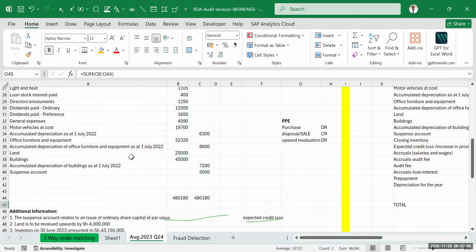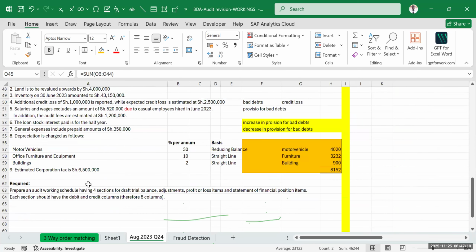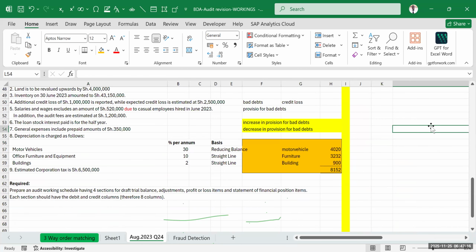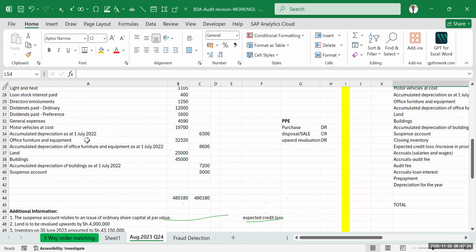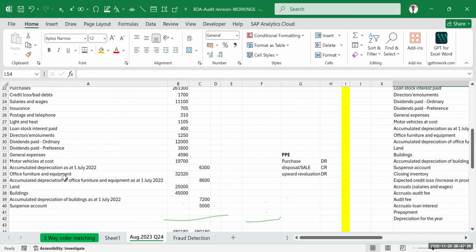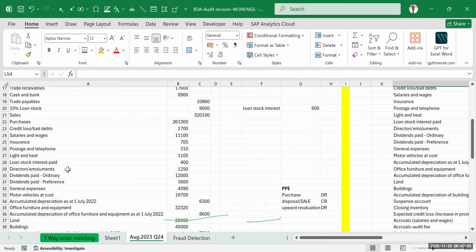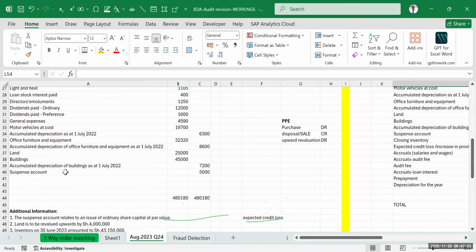All right. Is there any other note remaining? There is only one. Note 9, estimated corporation tax rate. This one is not even an adjustment. This one is just a posting. Do we have anything talking about tax in the trial balance? Let me just check. I can't see anything about tax. No, I can't see any of that.